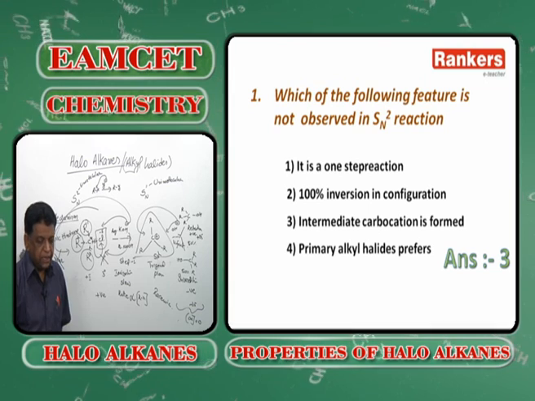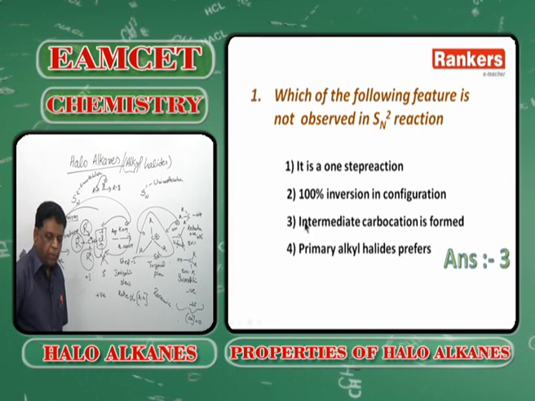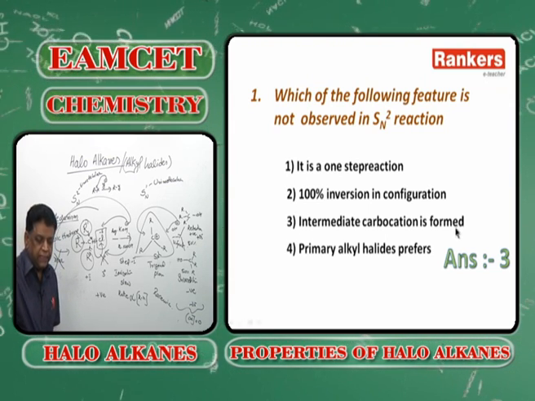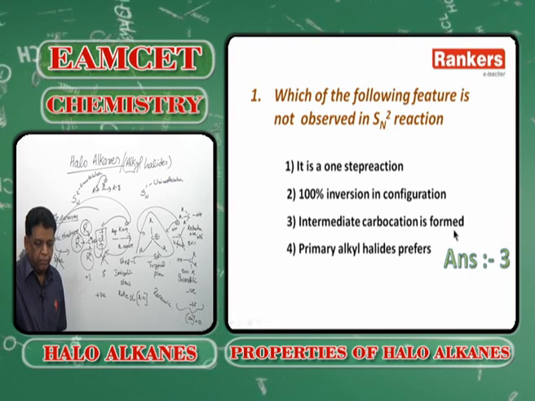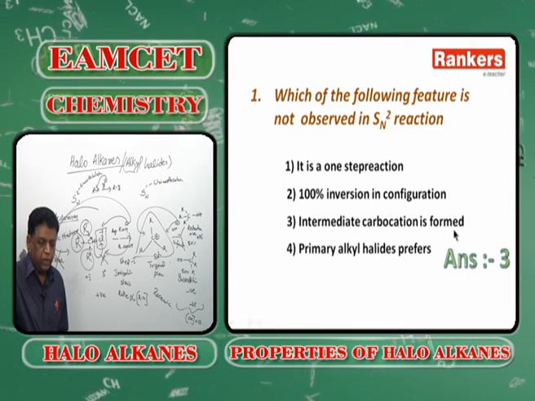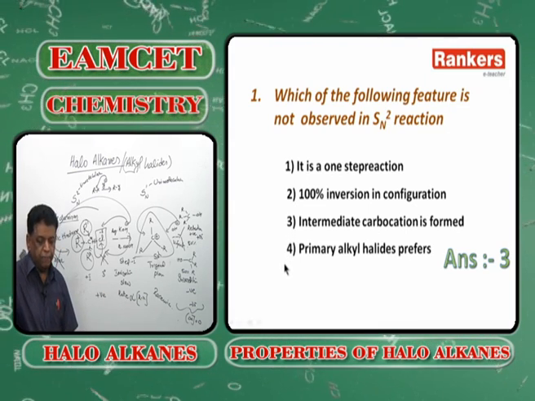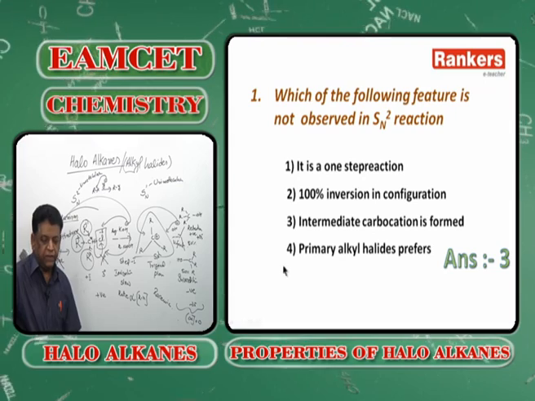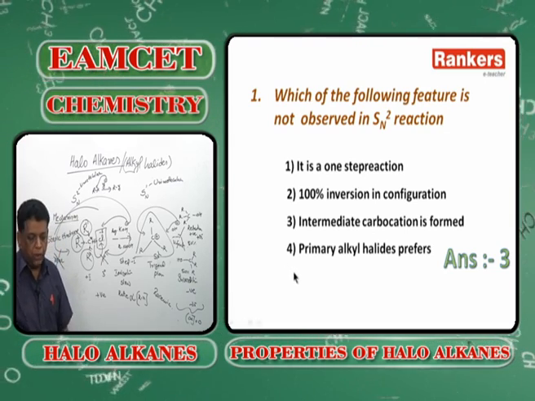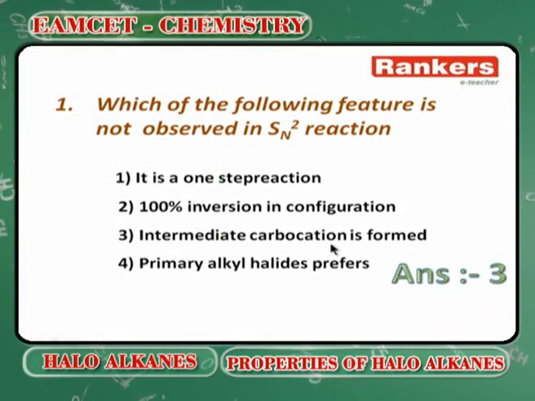100% correct. Intermediate carbocation is formed, that is wrong, because SN2 goes through a transition state. In SN1 the carbocation is present. Primary alkyl halides preferred, that is also correct. So the wrong one is the third one. Next.